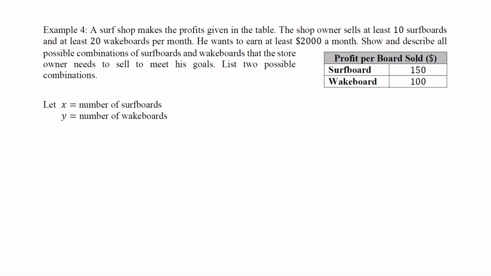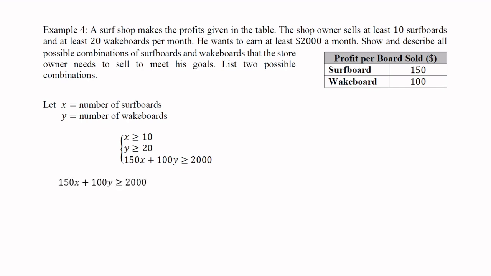So let's let X be the number of surfboards and Y be the number of wakeboards. We know that the shop sells at least 10 surfboards, so X is greater than or equal to 10. And he also sells at least 20 wakeboards, so Y is greater than or equal to 20. He wants to earn at least $2,000 a month. So if he sells each surfboard for $150, that's 150X, plus each wakeboard, which is 100Y, that in total needs to be greater than or equal to 2,000.